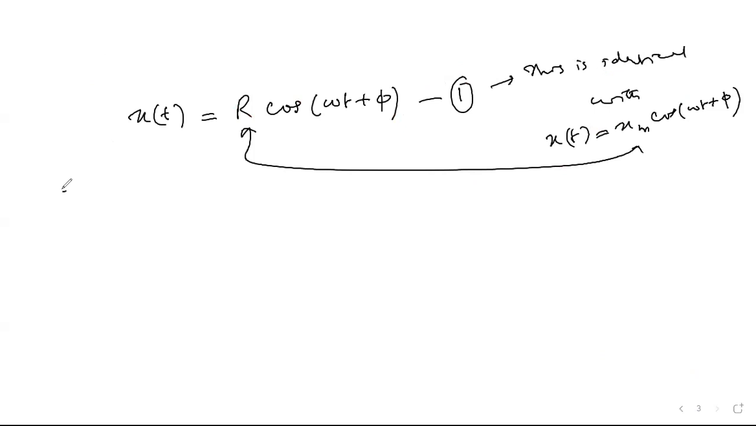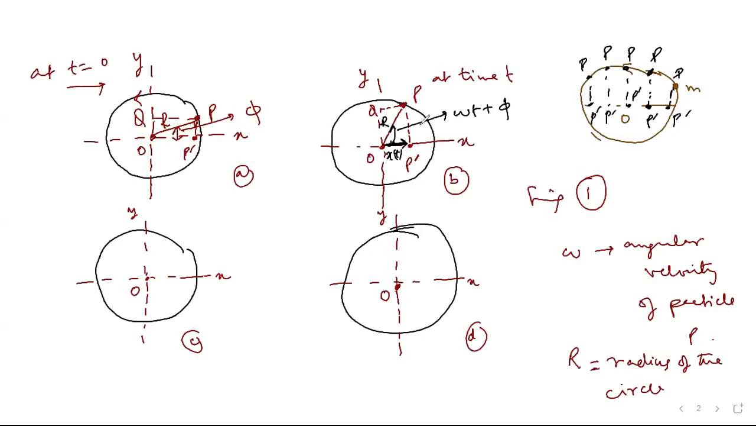Let me write, this implies that P prime executes simple harmonic motion, SHM, along the x-axis, right? Now let us move to the velocity of this P prime, that is the projection of P on the x-axis.